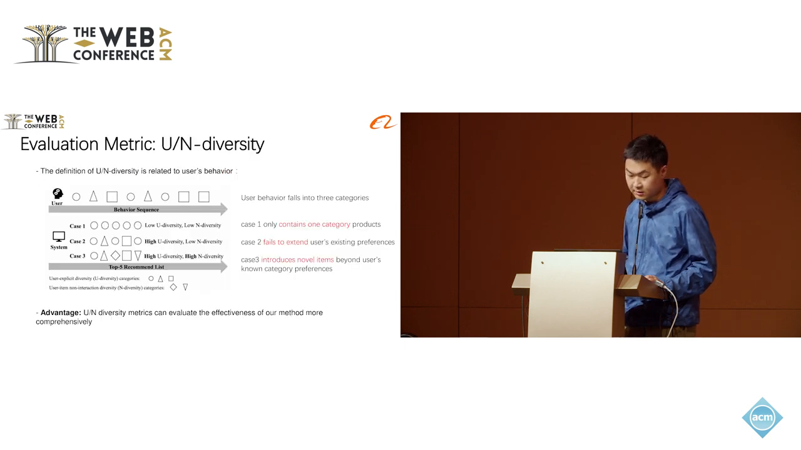First is the attribution of U and N diversity. We can understand those two metrics from the following example. User behavior falls into three categories, represented by different shapes, like a square, a triangle, and a circle. Case one: the recommendation list only contains one category of product, so it has very low U diversity and low N diversity.